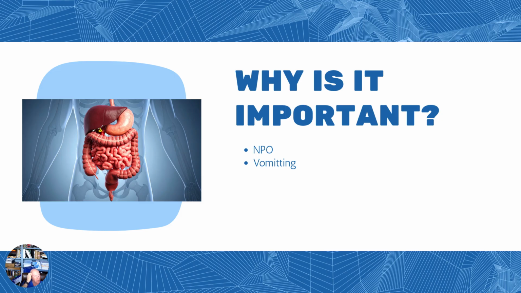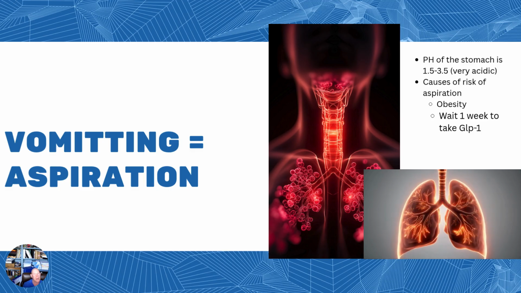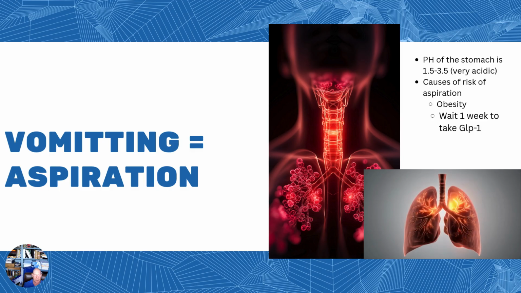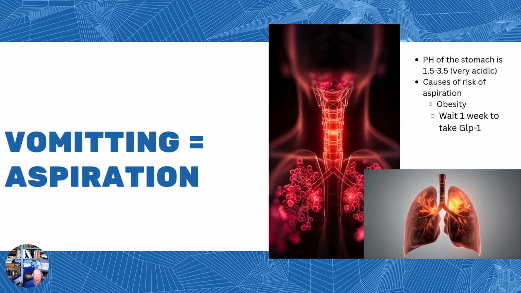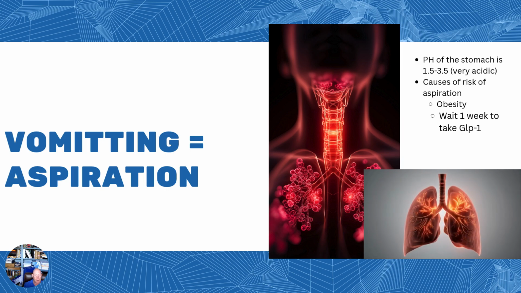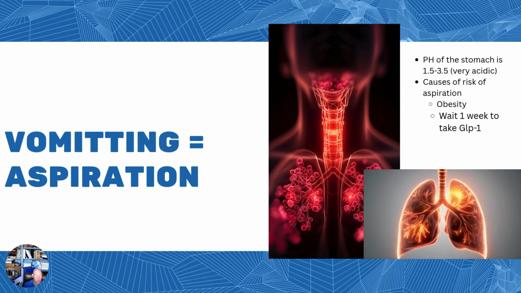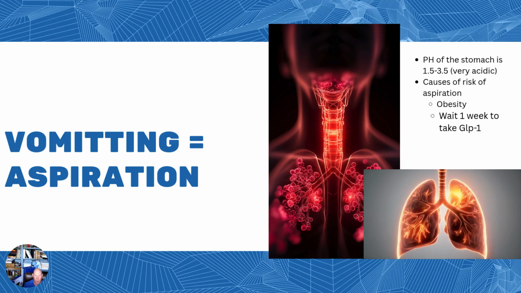Why is the gut so important? In anesthesia, especially with oral sedation, we worry about vomiting. And what happens during vomiting if you're sedated? Well, remember, I talked to you about when food is broken down in the stomach, it's very acidic. The pH of the stomach can be anywhere from 1.5 to 3.5, and normal pH is 7.0.